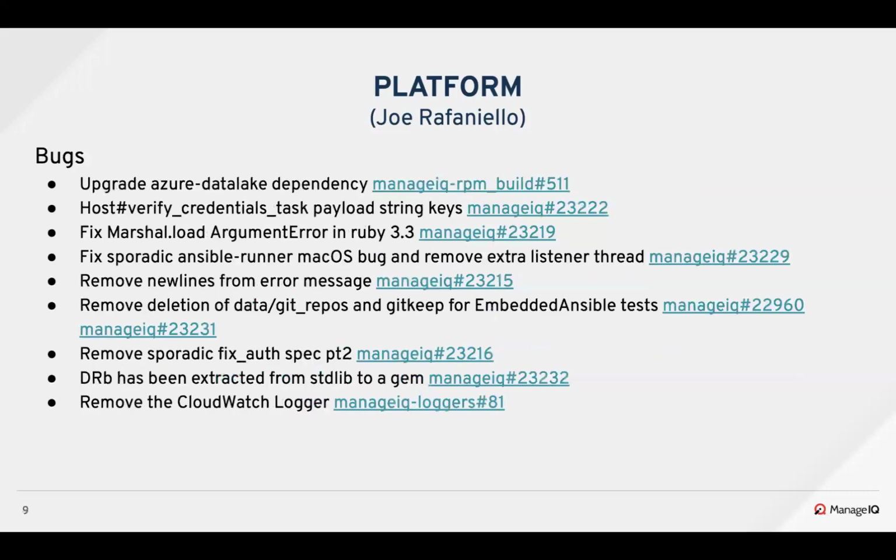For platform bugs this sprint, Keenan loosened the Azure Management Data Lakes store dependency since the previously static version was retired and yanked. Adam dropped the legacy verified credentials data hash as it's a string going forward. Adam also fixed the Ruby 3.3 argument error during Marshal load. Jason fixed the sporadic macOS bug with the Ansible runner listener thread.